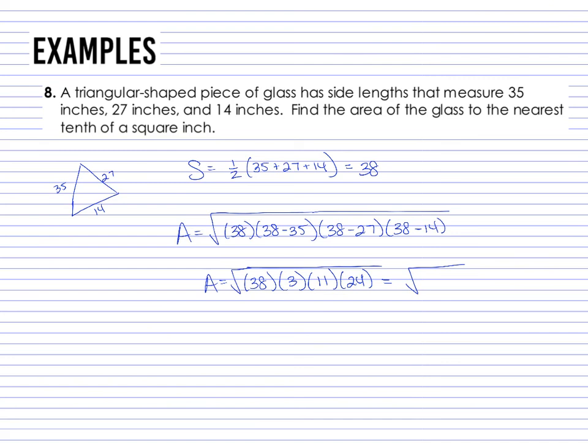So that is equal to the square root of 30,096. So the area is equal to 173.5 inches squared. And that is area of triangles using both law of sines, law of cosines, and Heron's formula. Let me know if you have any questions.